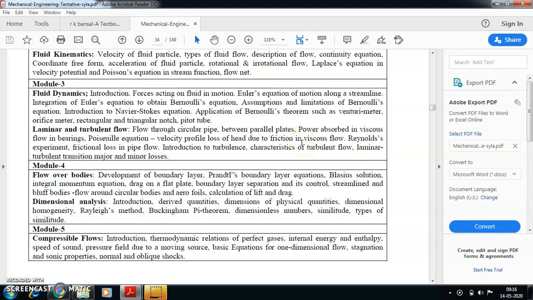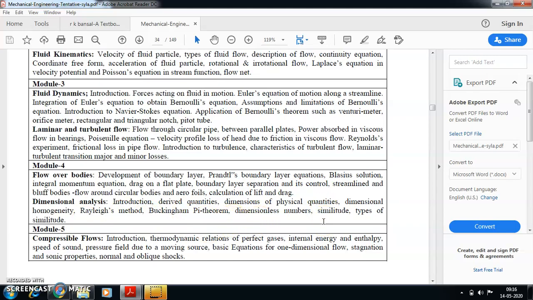Hello, students. If you see the syllabus, what we have mentioned on dimensional analysis, we have actually covered everything in the past few videos, including introduction, derived quantities, dimensions of physical quantities, dimensional homogeneity, the Rayleigh method, and the Buckingham pi theorem. We have also seen similitude, types of similitude, and dimensionless numbers also.